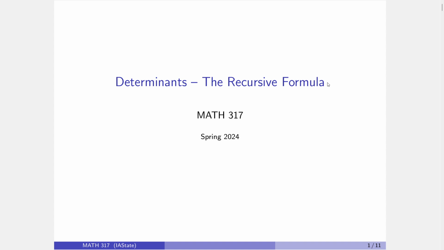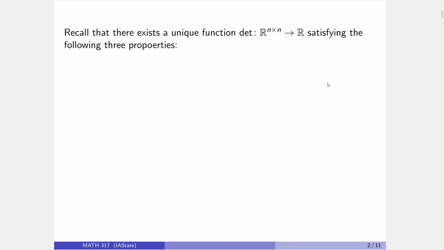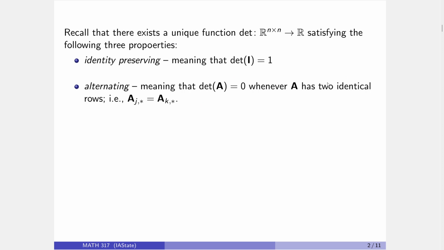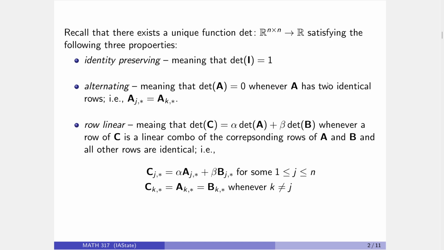Plot for today. We are going to establish the recursive formula for determinants. Instead of starting with this, we've established that there is a unique function from the set of n by n matrices to the real numbers, satisfying three key properties. First, it's identity preserving, meaning that the identity maps to 1. It is alternating, meaning that the determinant is equal to 0 whenever our matrix has two identical rows. And furthermore, it is row linear, or multilinear, or n-linear, whatever you want to call this, but it's linear with respect to the rows, meaning that the determinant is a linear function when our matrix C has a linear combo in the corresponding rows of A and B, where all the other rows are held fixed. So if we have a matrix where there is a row with a linear combo, then the determinant will act linearly. All right. And as we know, this is sort of the meat of the determinant here.